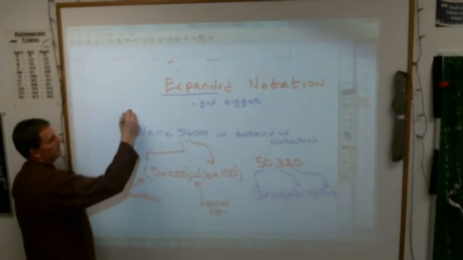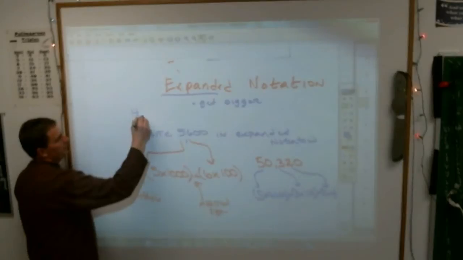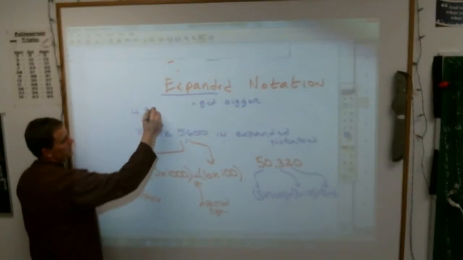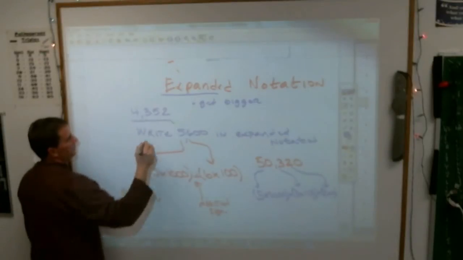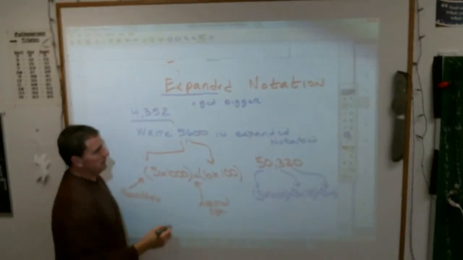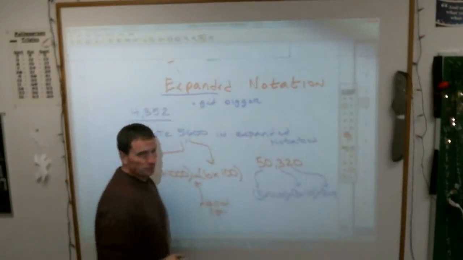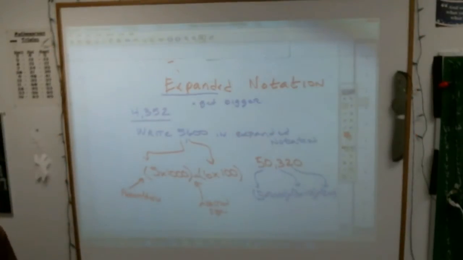How about this one? 4,352. Do that one for me and see if you get it. And then we have to talk a little bit more about stuff. 4,352. Write that one in expanded notation.